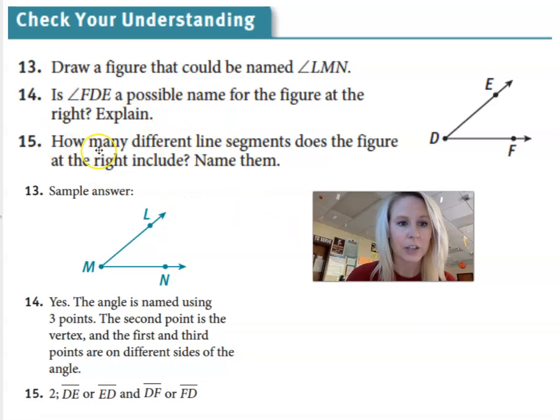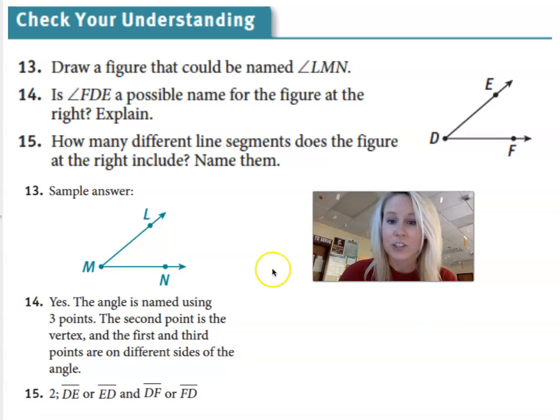All right, last but not least, how many different line segments does a figure at the right include? Name them all. So there are 2 line segments, and it would be DE, or you could have named it ED. That's all one line segment. And then the other line segment would be DF or FD. So those would be the 2 answers.